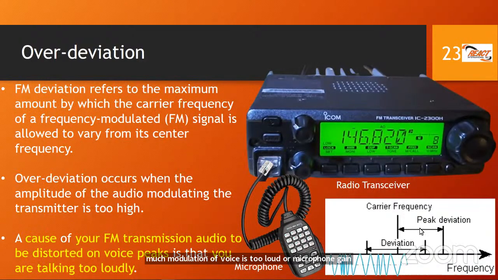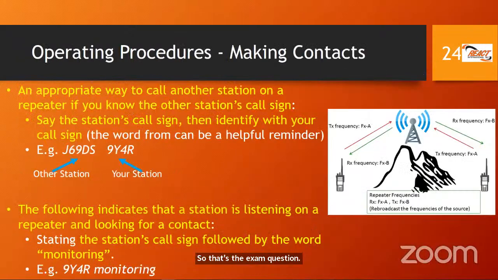And we had discussed previously that could cause distortion. So that's the exam question here, that a cause of your FM transmission audio to be distorted on voice peaks is that you are talking too loudly. So you can just step away from the microphone a little bit so that you will not overdrive and over deviate. So that's the exam question. All right, let's do a couple more slides.